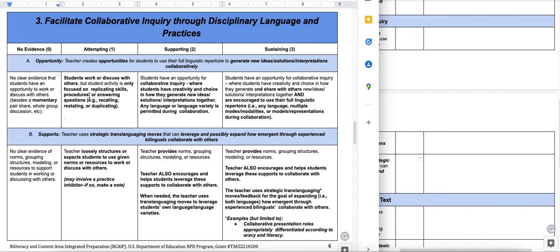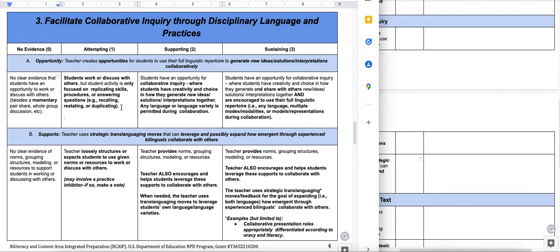So we would see maybe a lab. We might see students doing a lab if it's a science class. The emphasis is more on completing the procedure correctly than on sense making or creativity.